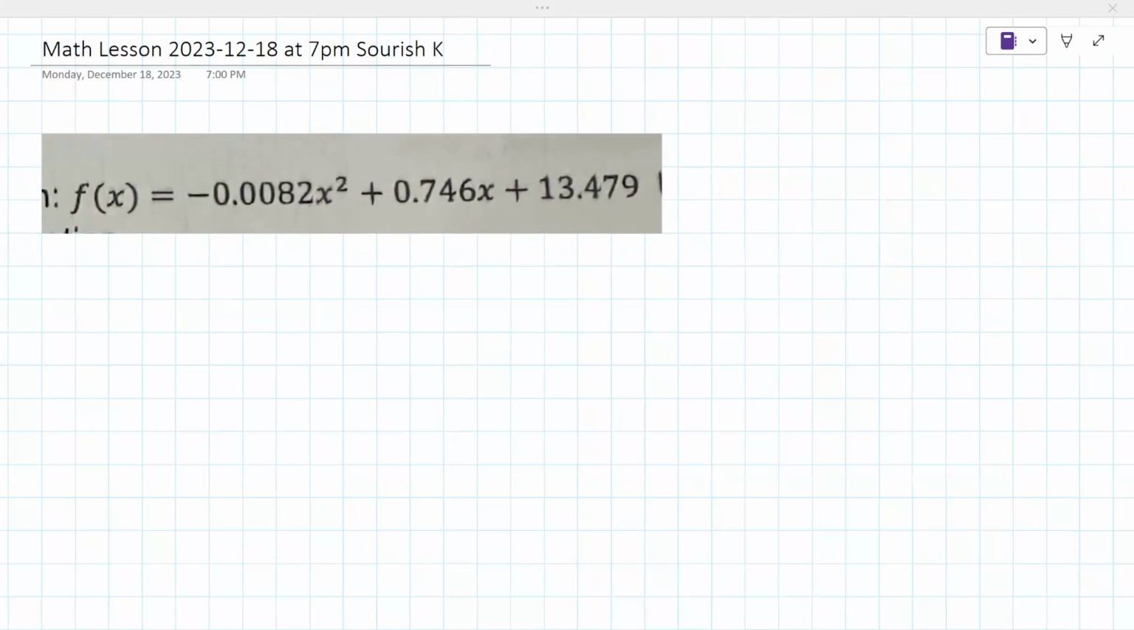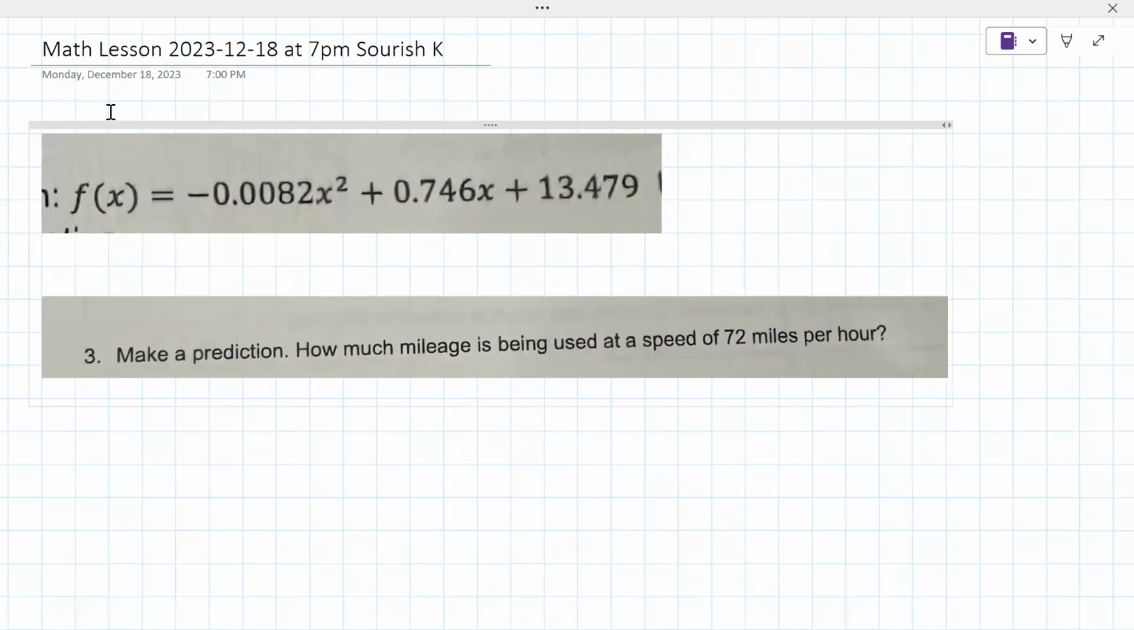So the third question here says, how much mileage is being used at 72 miles per hour? Is that X or Y in this problem? That's X, because we're in the X's.